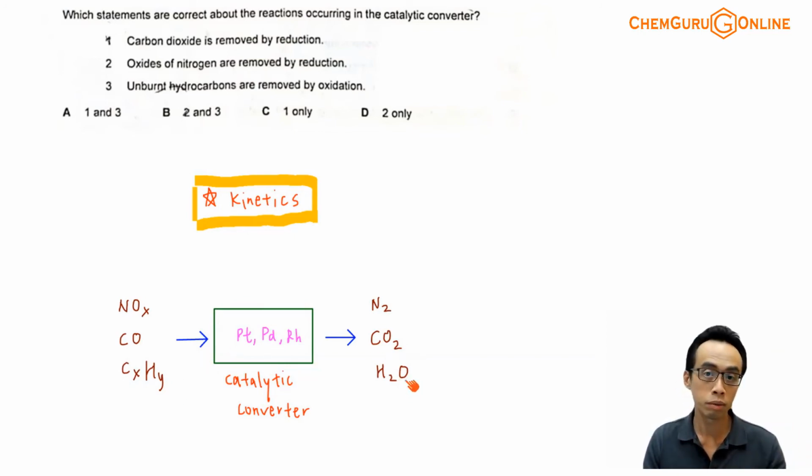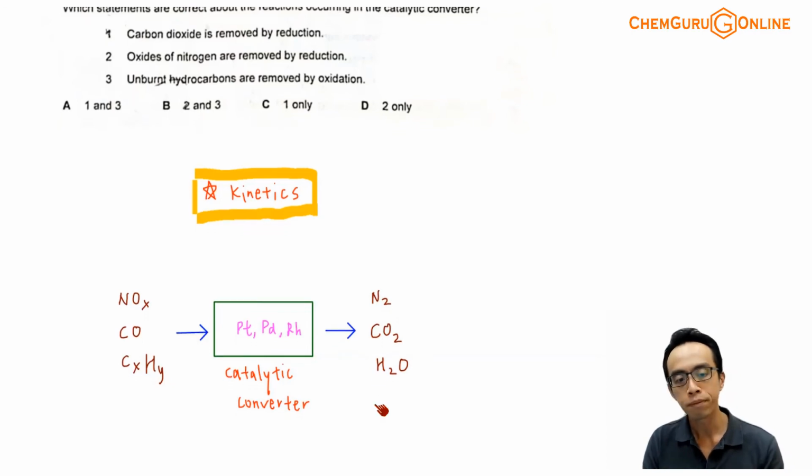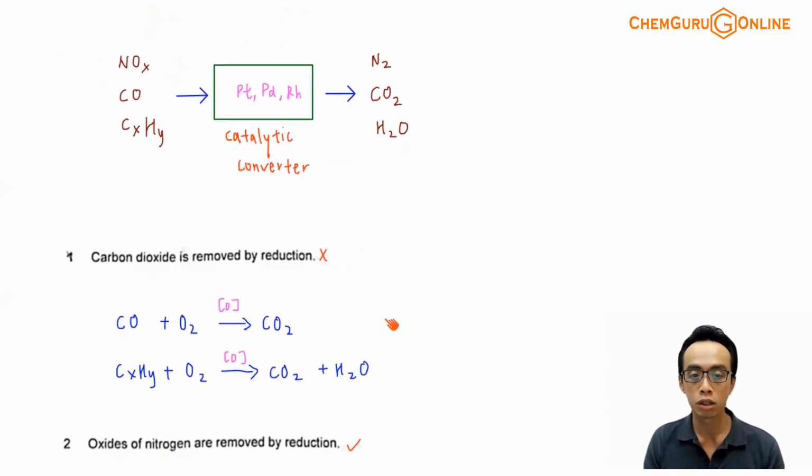We just need to remember the 3 products that we want to get out of this catalytic converter: N2, CO2, and water. They're pretty stable. They are generally harmless to the environment, so it is okay for us to release them to the environment. Once we can roughly figure this out, then we can consider each of these statements.